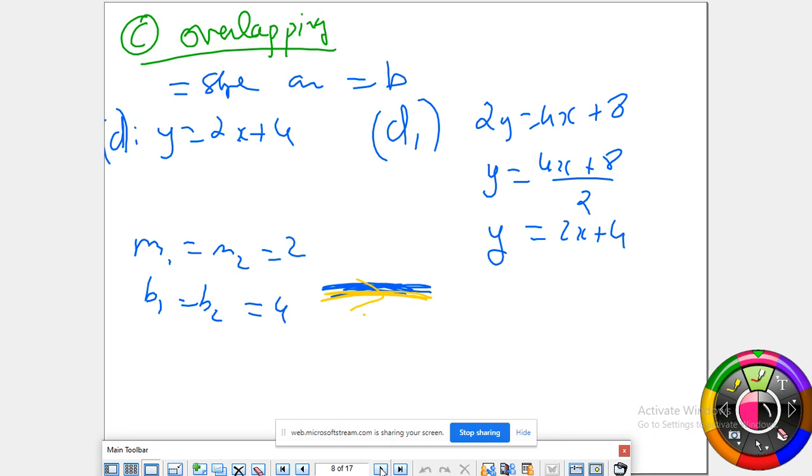Overlapping lines, it means they have the same slope and the same b. And if you look at those 2 lines here, if I want to compare them, I want to fix the second line, 2y equals 4x plus something, I can divide it by 2. I will have, look, the slope is 2, the b is 4. So here, if I draw the line, they will overlap each other. They are over each other.